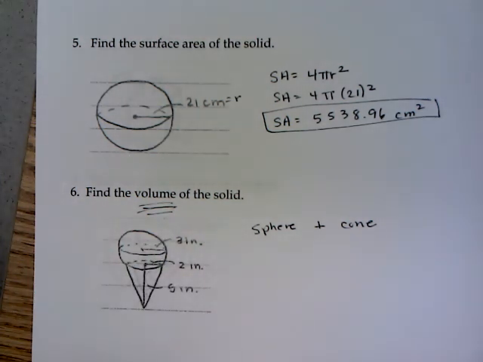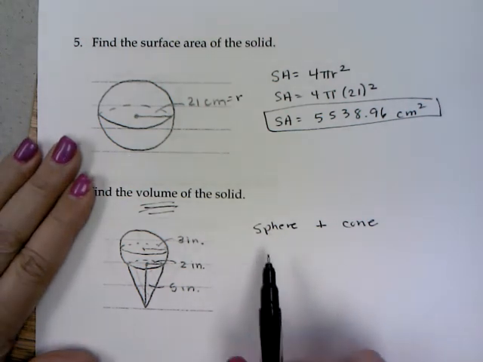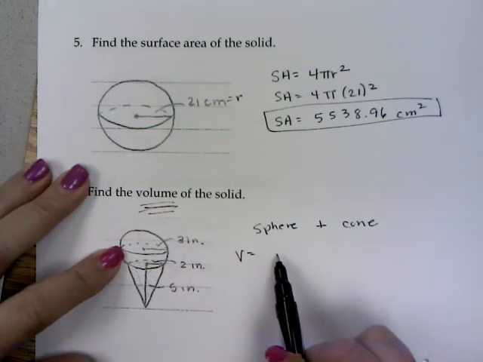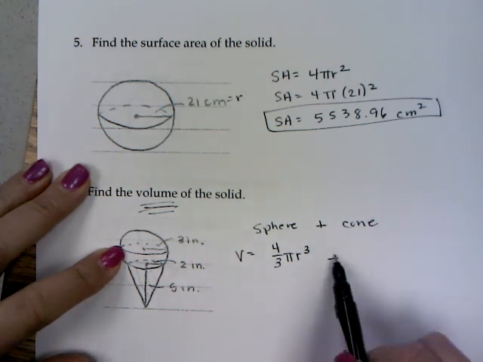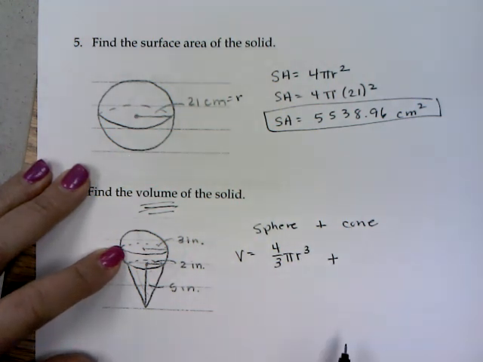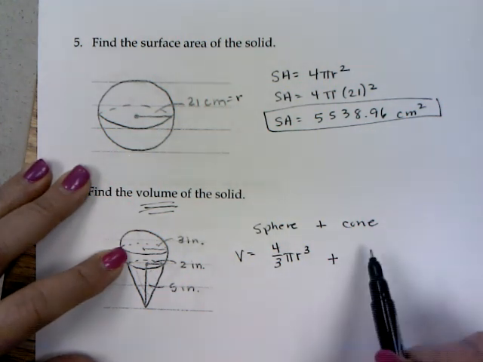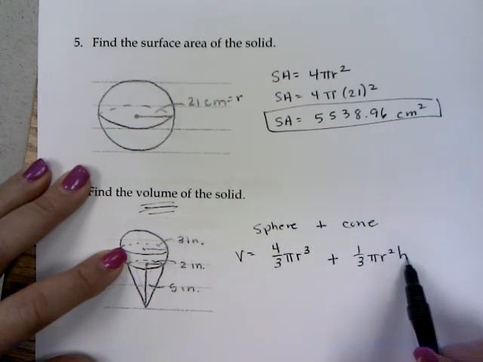So how much volume do I have here? Which is nice, because when I have surface area, I got to worry about overlap. Here, I don't have to worry about the overlap. It's solid and it's solid. So my sphere formula for volume is the weird one. It says 4/3 pi r cubed. Plus my cone volume. So for my cone it says that volume equals 1/3 pi r squared h.